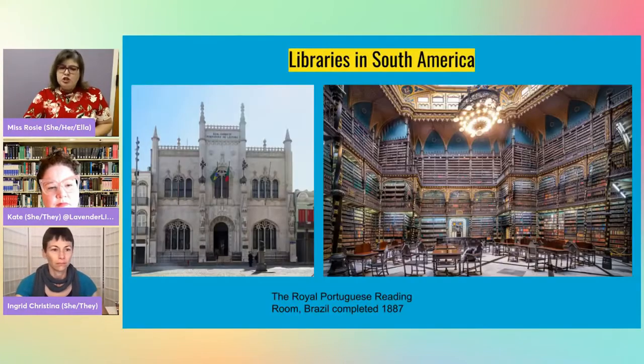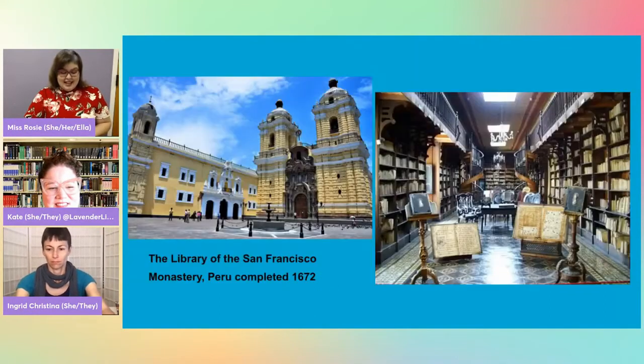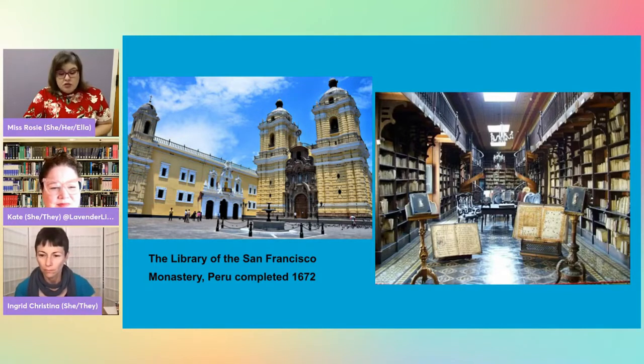Slide. I'm going to show you a few. So this is the Royal Portuguese Reading Room in Brazil that was completed in 1887. Look at how beautiful that is. That is a library. Slide. Our next one is the Library of the San Francisco Monastery in Peru, completed in 1672. It holds some of the oldest religious scripts in the world. That is a library.